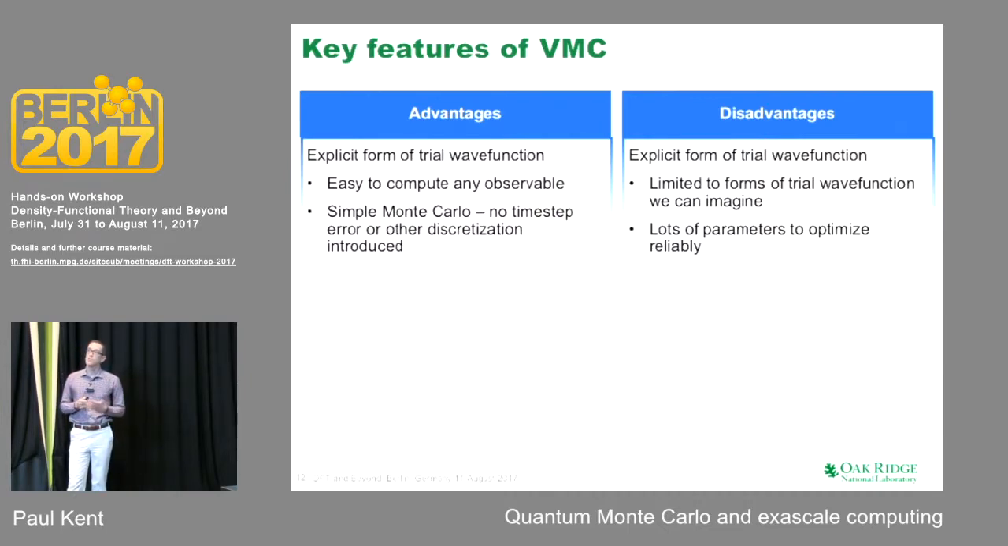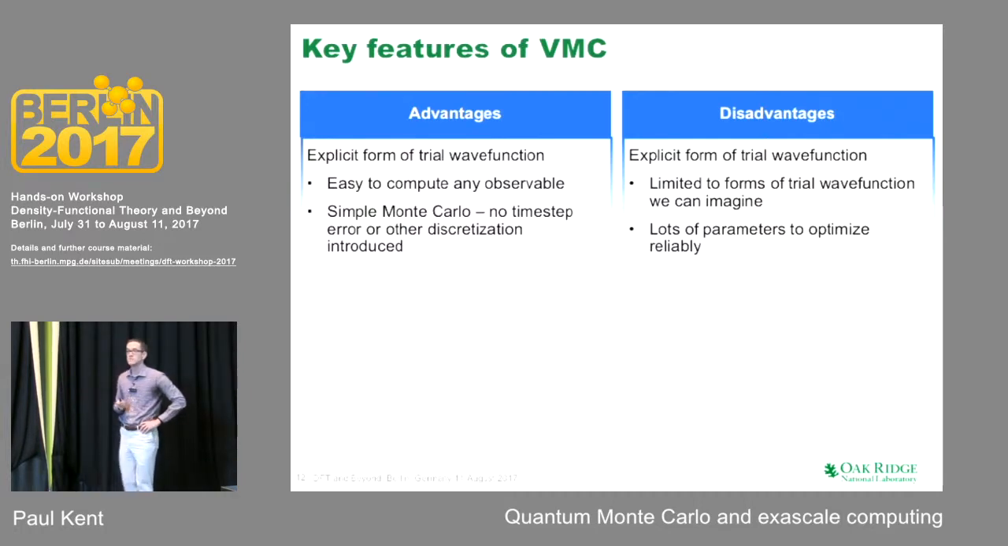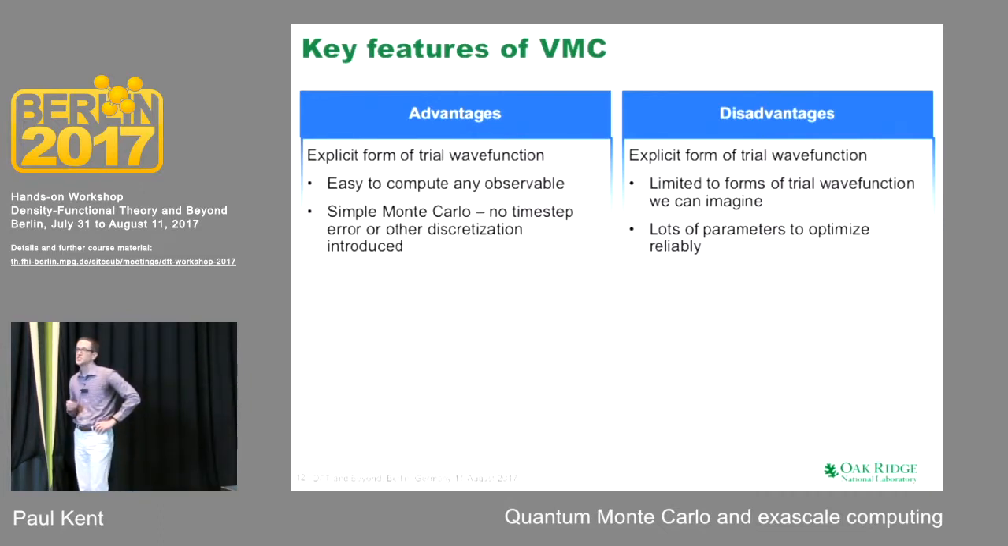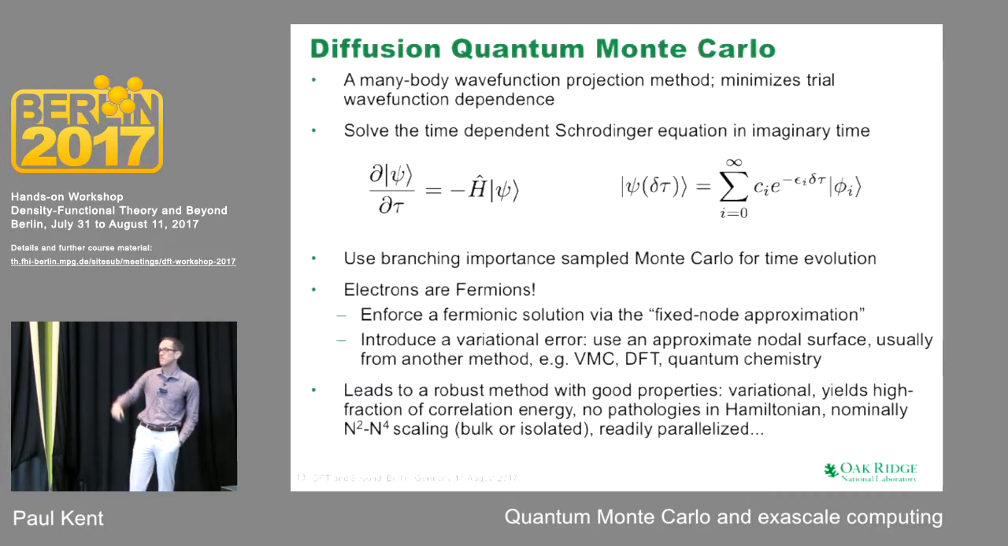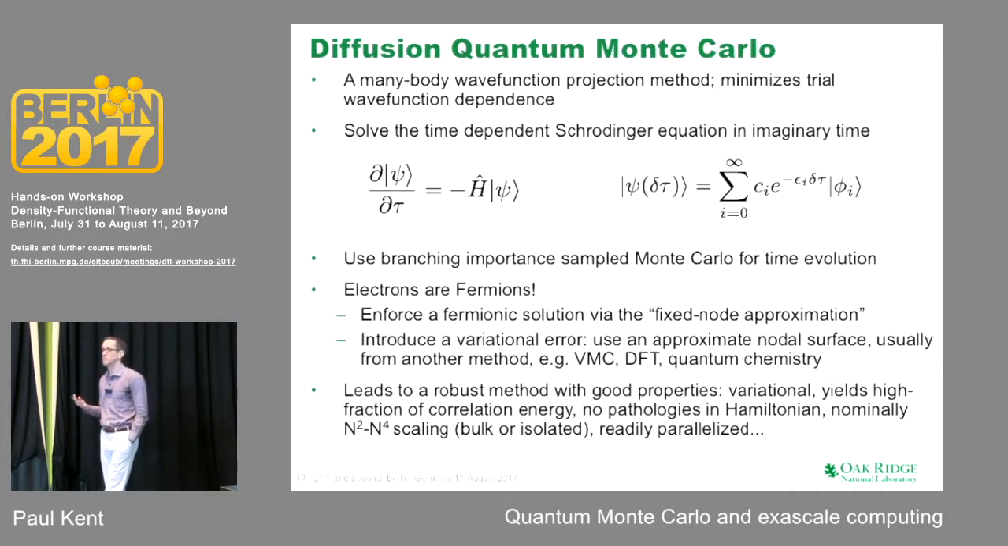But this is hard to do for a complex material. And so we tend to have lots and lots of parameters to optimize, maybe thousands, tens of thousands. We'd like to do millions. And so this is one of the real challenges of applying variational Monte Carlo to complex systems: how to optimize all these parameters reliably. So it would be nice to have a method that's less dependent on what we put into it. And so we use projection methods.